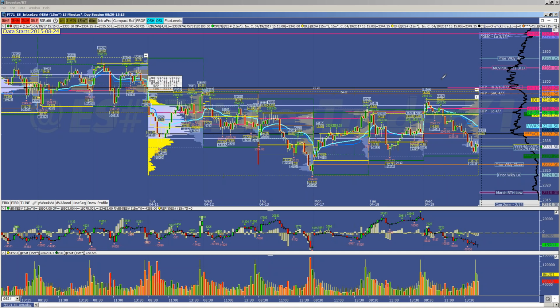But I'm looking at things like naked points of control, naked closes, gap zones are very important. I have them noted here, gap zones, the prior weekly high, the prior weekly low. We've been trading inside of last week, all week this week. Those are key areas, and I put them in here on the chart, and I monitor how the market behaves.